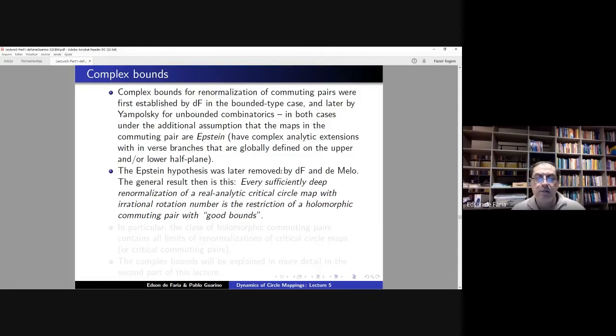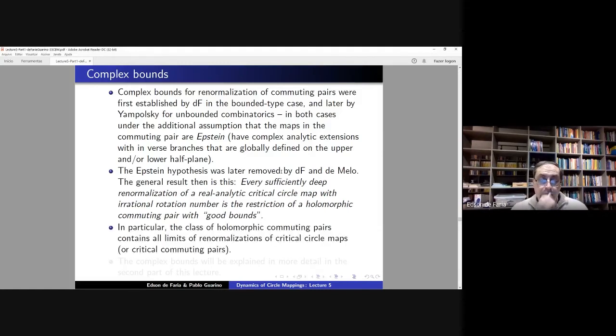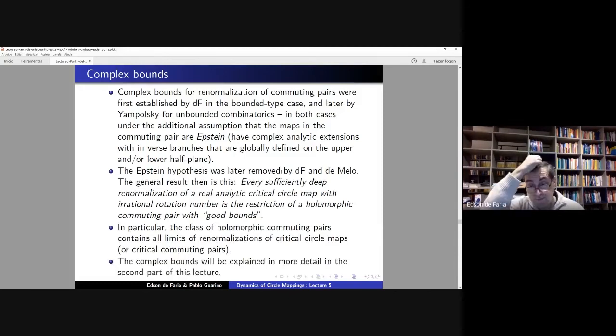So you get the final result that every sufficiently deep renormalization of an arbitrary real analytic critical circle map with irrational rotation number is actually the restriction of a holomorphic commuting pair. And this commuting pair has good bounds in the sense that the modulus of that annulus is bounded from below and so on. Okay? So in particular, you see, I mean, the limits of renormalization have to be living in this class. They have to be restrictions of holomorphic commuting pairs. Okay. Pablo Guarino is going to explain the complex bounds in more detail in the second part of his lecture.